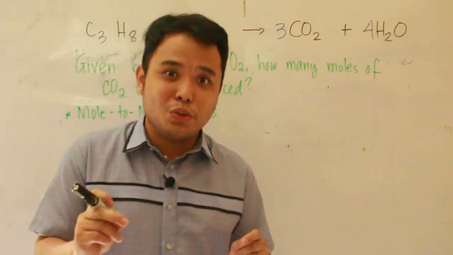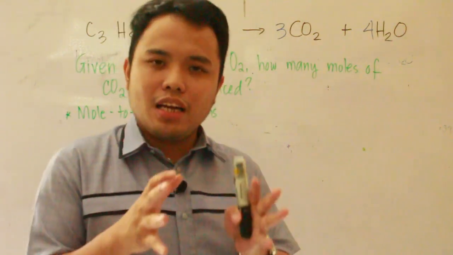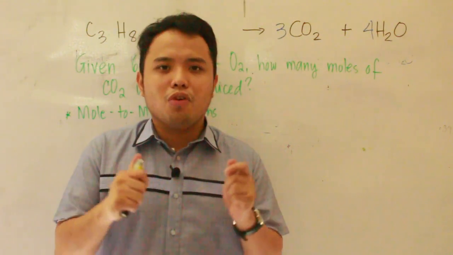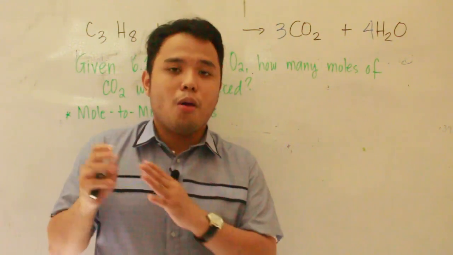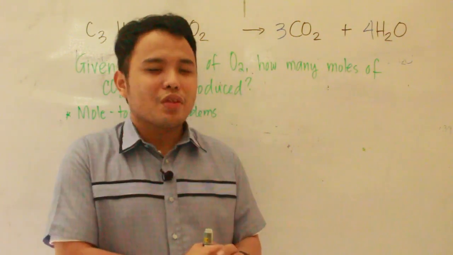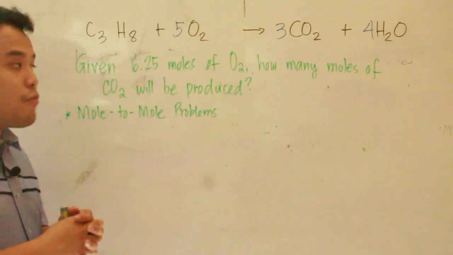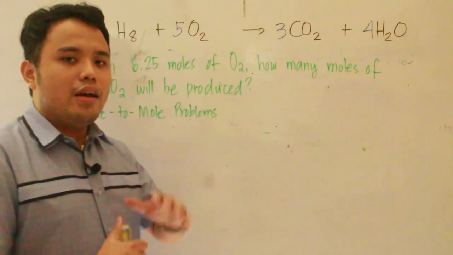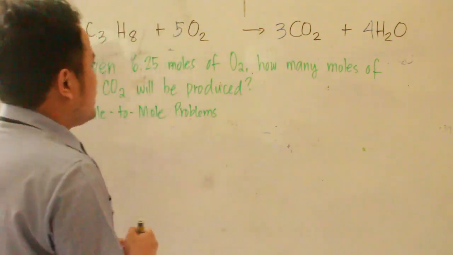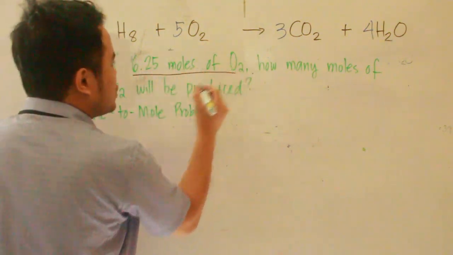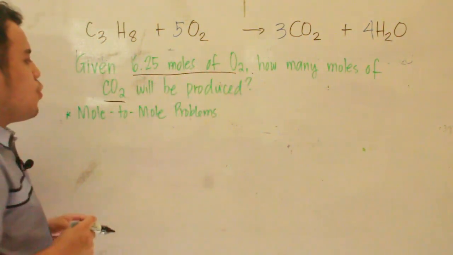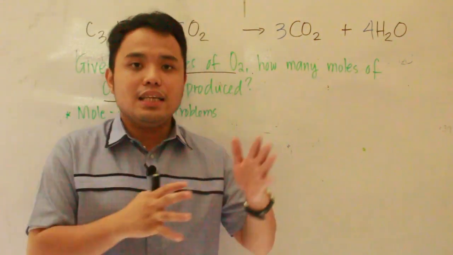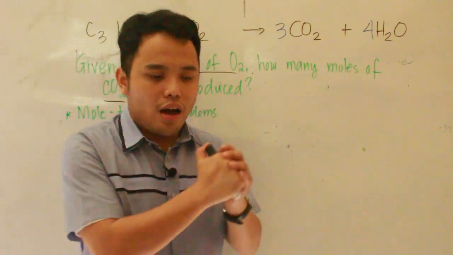Hello everyone! Now let's use yung ating mga mole ratio para naman makasolve tayo ng mga specific problems regarding stoichiometry. And we will start with the most simple problem in stoichiometry, which is mole to mole conversion. Let's read the problem. Given 6.25 moles of oxygen gas, how many moles of CO2 will be produced using the same chemical equation? This is called a mole-to-mole problem since moles yung given at ang hinahanap natin ay moles ng another product.